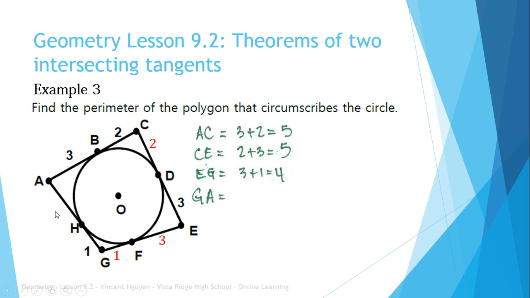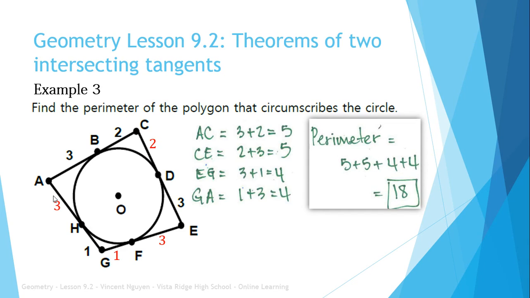And then same thing for AH. AH happened to be 3 because it is the same segment as AB. And so the whole segment for AG would be 3 plus 1, or 1 plus 3, which would also equal 4. Now that we found each individual segment, we add them all together and we will get the perimeter. So 5 plus 5 plus 4 plus 4 is 18. So this is another application of that tangent segment theorem that we just talked about.